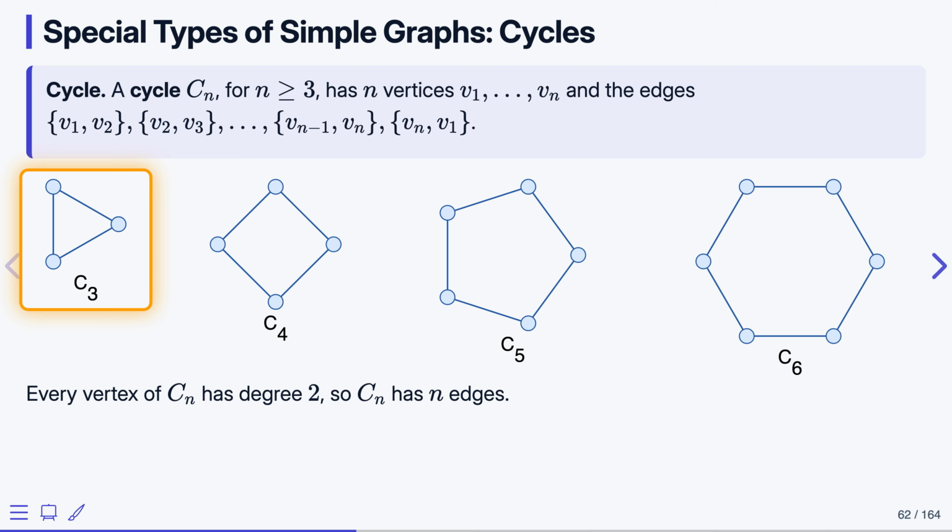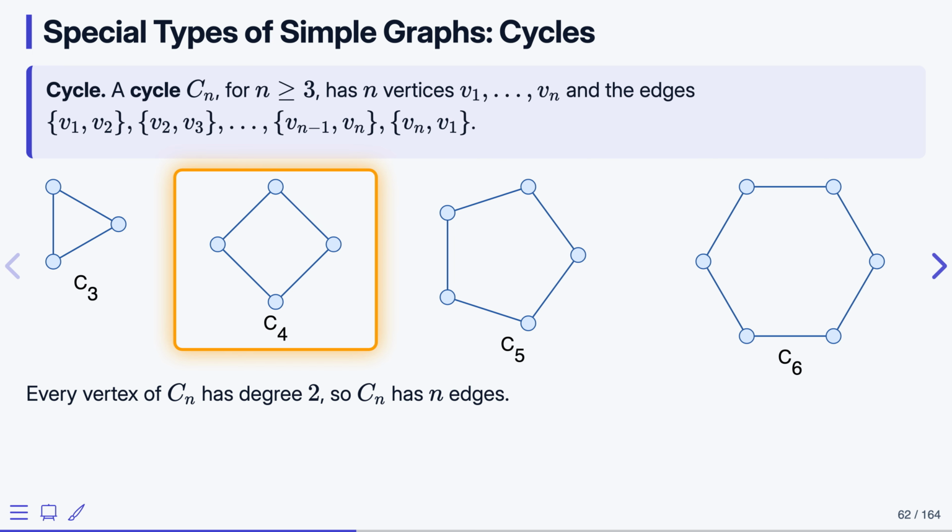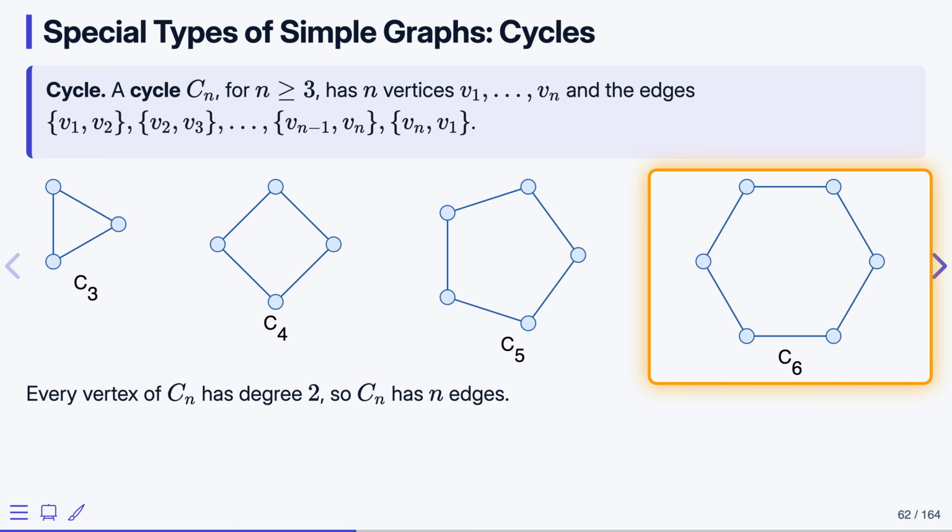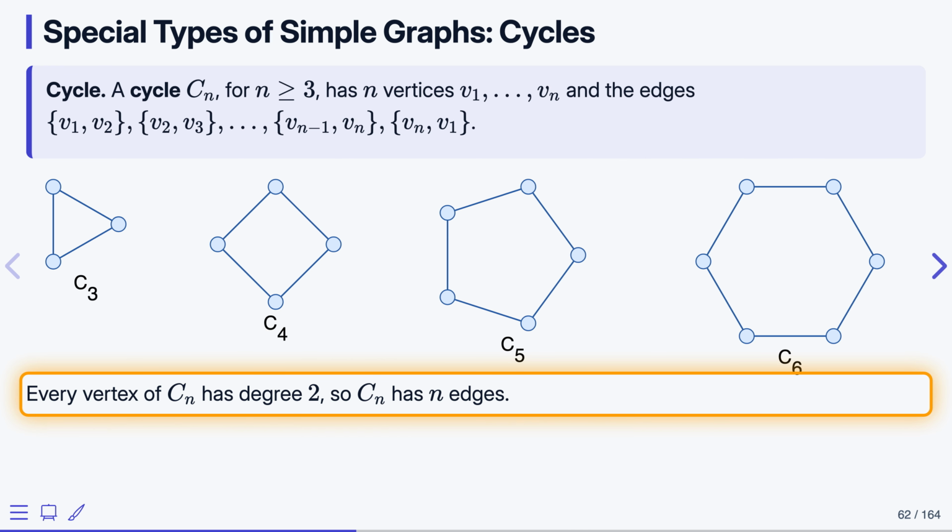You see C3 first, which is a triangle. Then C4, which is a square. Then C5 and C6, with 5 and 6 vertices in the ring. Count the edges with the handshaking theorem. Every vertex has exactly 2 neighbors, so the degrees add to 2n, and the number of edges is n.